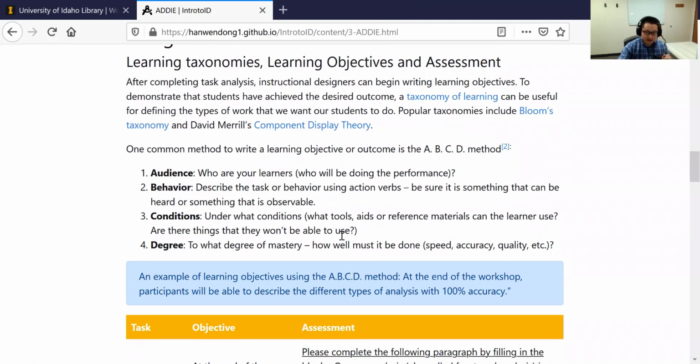So the example I give is that if I'm trying to assess whether my workshop is effective, so I want the participants to describe the different types of analysis. So this is what I wrote. At the end of the workshop, so that's the condition, participants of the workshop, so they are my audience, will be able to describe the different types of analysis. So that's their behavior that we're trying to assess, and with 100% accuracy. So that's the degree of mastery that I'm looking for.